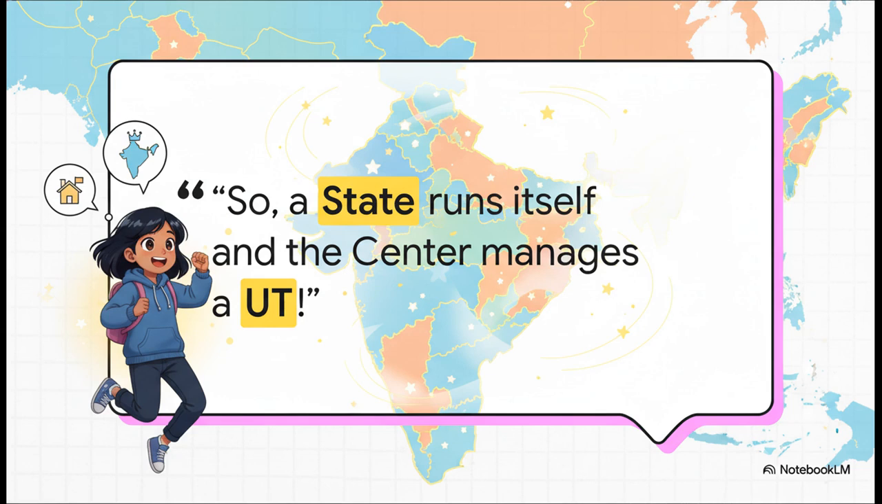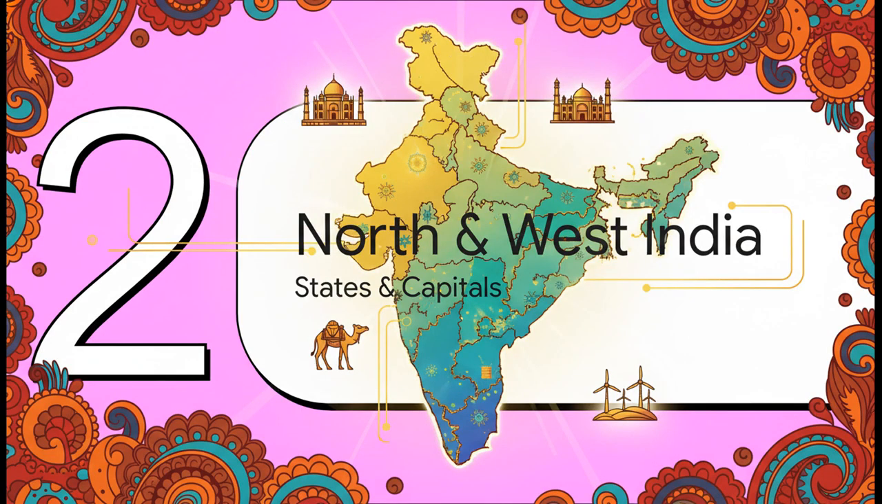And Aisha, who's been listening to all of this, just gets it. She sums it up perfectly. "So, a state runs itself, and the center manages a UT." Boom! That's it. That's the core idea in one simple sentence. And now that we get that, our magical map adventure can really begin. All right, imagine the map just lights up, and our journey starts for real. We're going to tour the entire country region by region and learn all the states and their capitals. First up, we're heading to the vast and vibrant regions of North and West India.